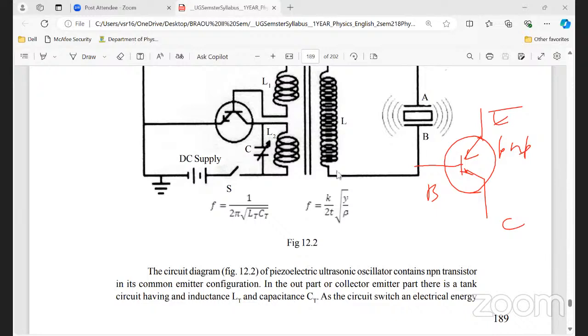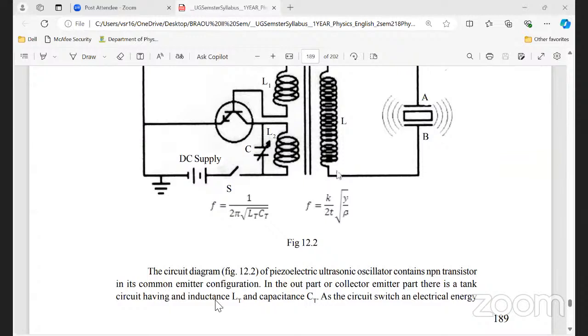Emitter to the base means PNP. Or else, if the current flows from the collector to the base, it is NPN. Yeah, so here they have used the NPN transistor.